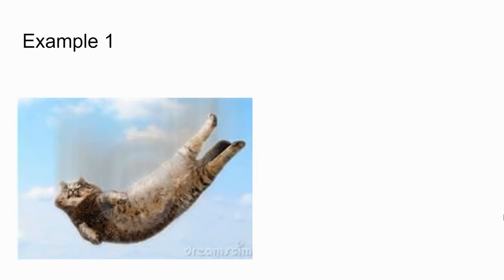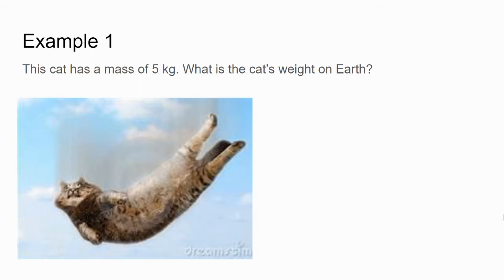Now let's do a couple examples with this whole term of weight. So this cat right here has a mass of 5 kilograms. What is the cat's weight on the Earth? Now again, I know that weight is equal to the force of gravity, which is equal to mass times the acceleration of gravity. I also wrote equals m times g. A lot of the time we just write the acceleration of gravity as a little g like that. It's just a notation that we use in physics. So the force of gravity, or the cat's weight on the Earth, will be equal to its mass.